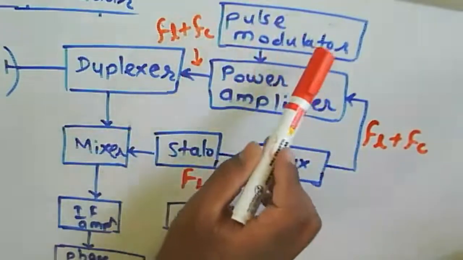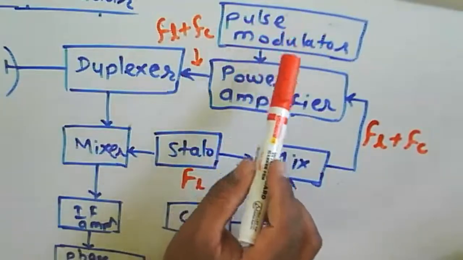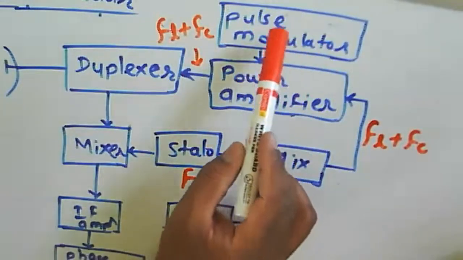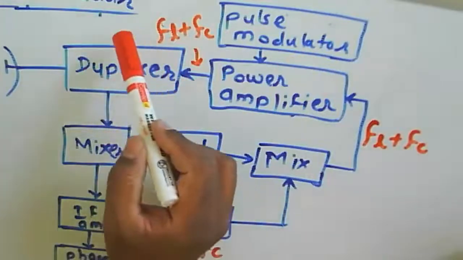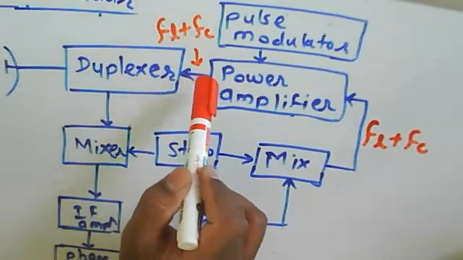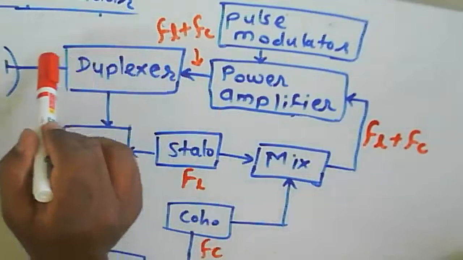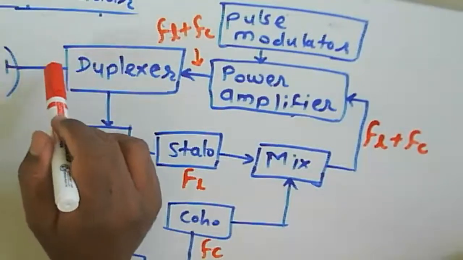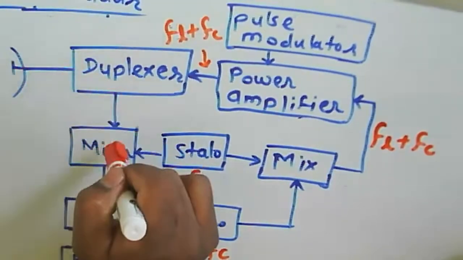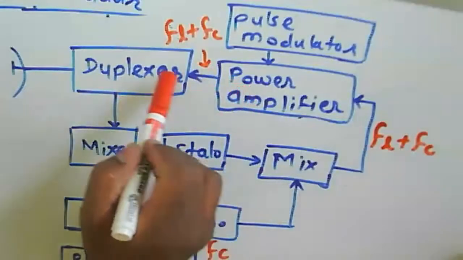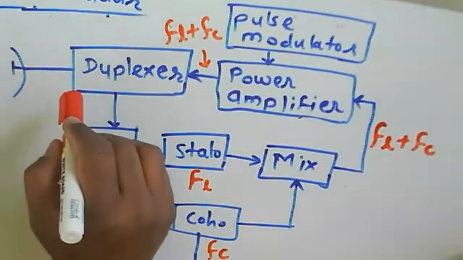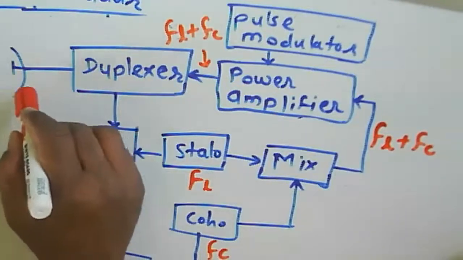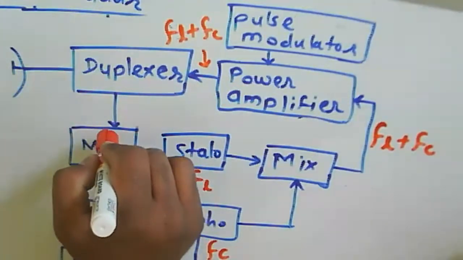The pulse modulator is used to switch the pulse on and off. That's why we are using a pulse modulator. Then the duplexer is used as a switch. For the transmitter, it takes the signal from the power amplifier to the antenna. At the receiver stage, when the signal comes from the antenna, it will be passed to the mixer.